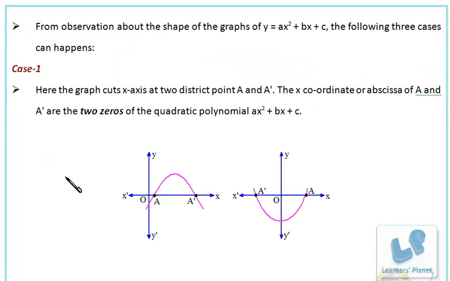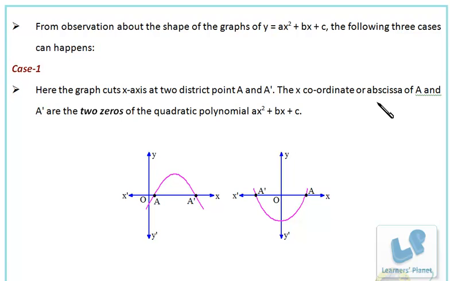So let's draw the graph of y is equal to ax square plus bx plus c. We get the three cases. At max 3 cases may happen, right? Now what is the case 1? The graph cuts x-axis at two distinct points, that is A and A dash.